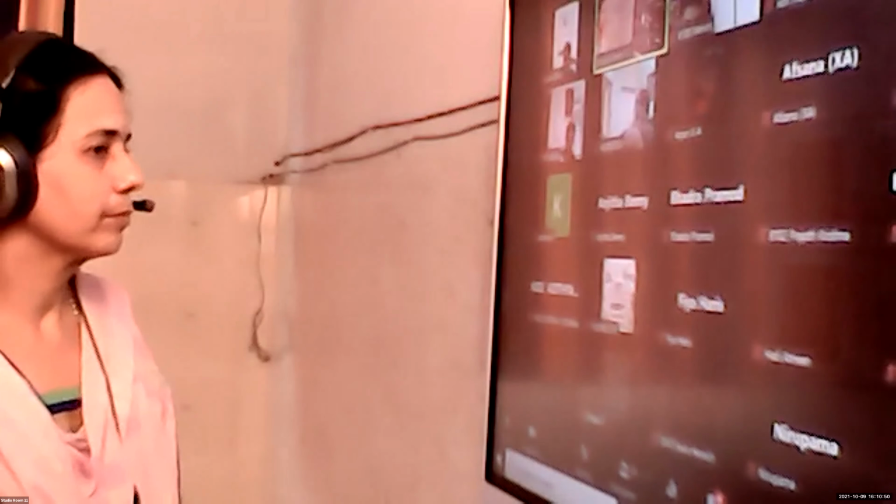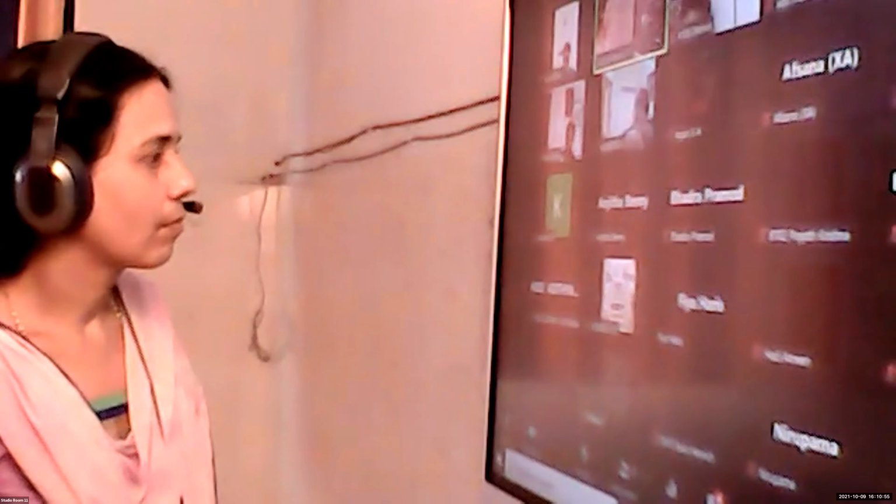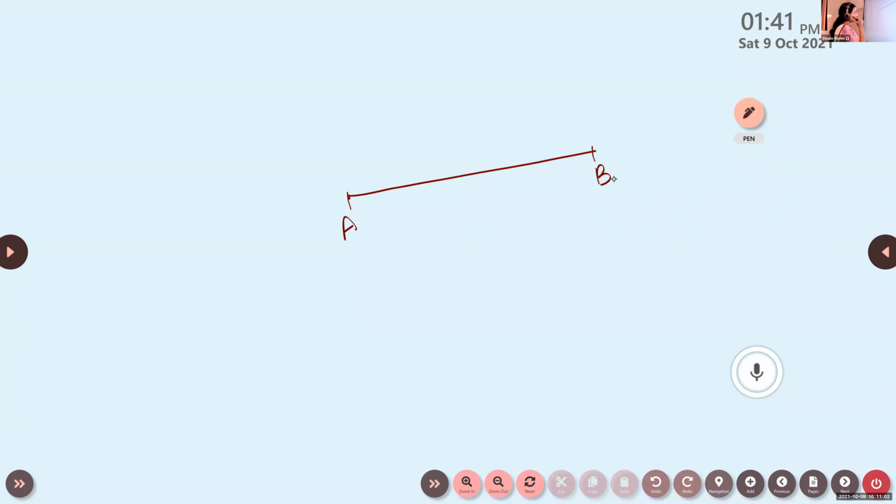Fia, how many points we have to find? Suppose we want to trisect the line segment AB. Is it 3 points? You want to divide it into 3 parts. That means how many points? 2 points. If you take 2 points, we'll be dividing it into 3 parts.